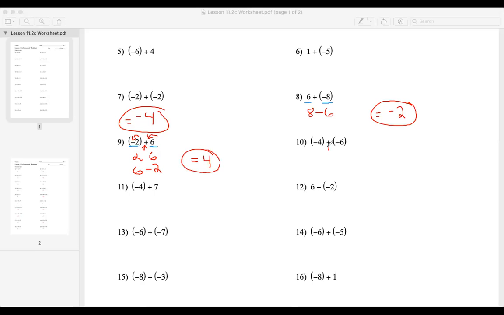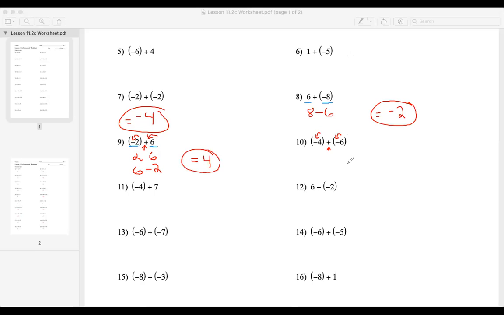Number 10, hey, look, I'm adding. Like I said, tomorrow this will be a minus sign. Look at all those negatives. That's what we'll encounter tomorrow, not today. So I'm adding. I am, in fact, adding two negatives. So that's the same sign rule.